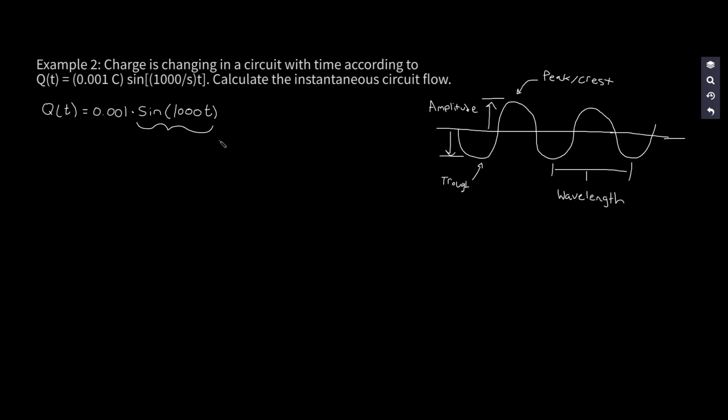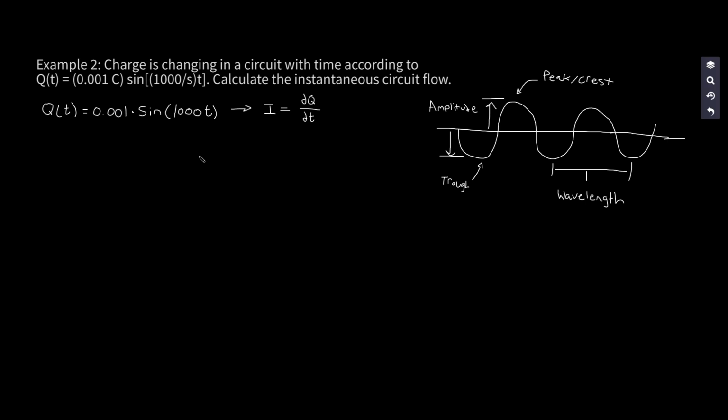We need to use calculus to find the speed. To find the current, we need to know how fast Q is changing. So we're going to use the derivative. I, the current, equals dQ over dt. This is the change of Q with respect to t.